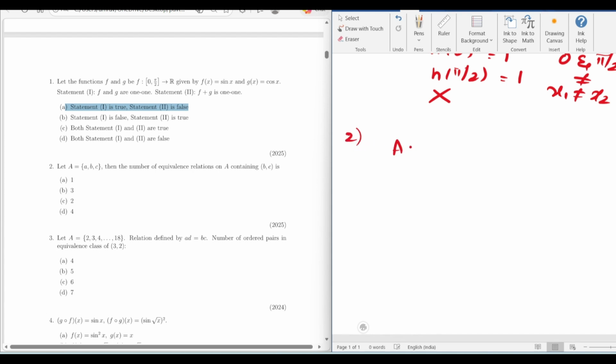They're telling set A contains three elements A, B, C. And the relation on A, let's say there is a relation on A which is containing an ordered pair, that is an element B, C.